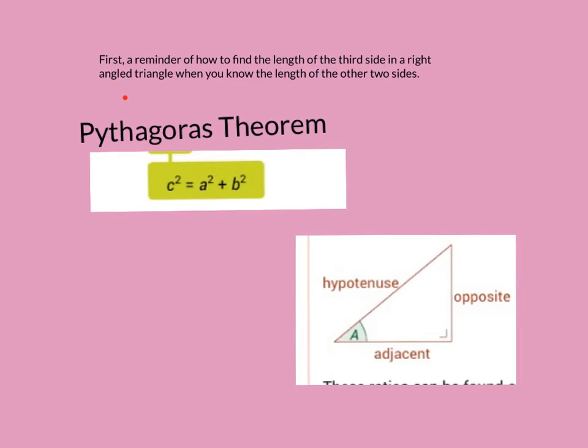And you remember that before Christmas we looked at Pythagoras' theorem, and that theorem said that c squared is equal to a squared plus b squared. So when we're looking at this, c is your hypotenuse, you'll remember that. And then your other two sides, a and b, can be either the opposite or the adjacent, it doesn't matter.